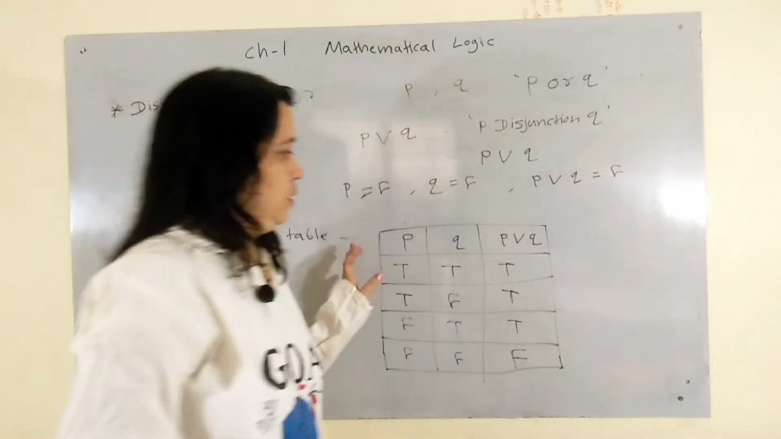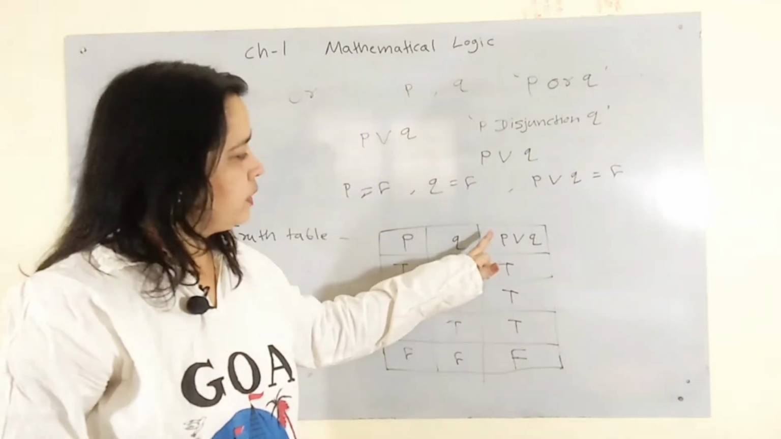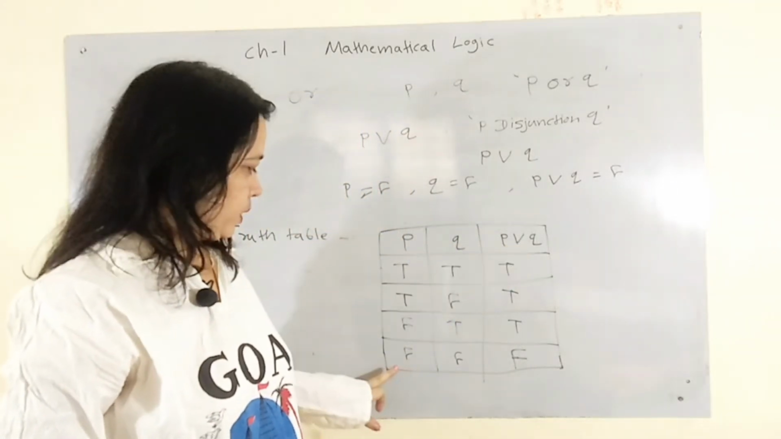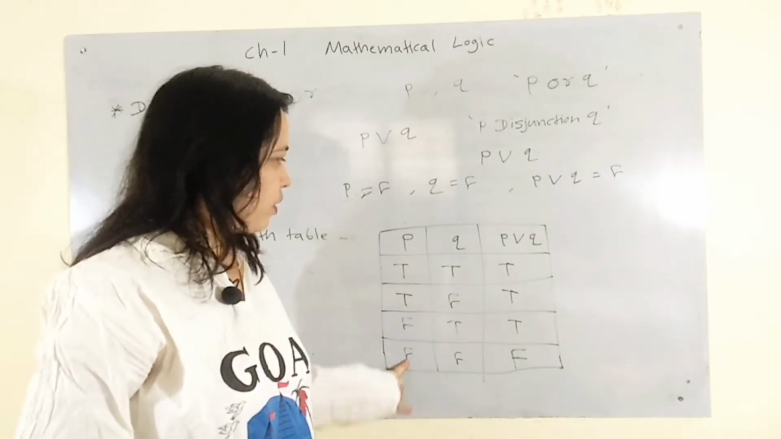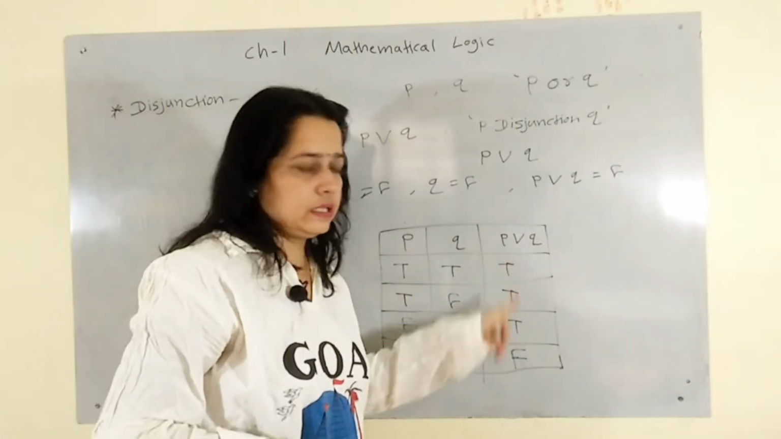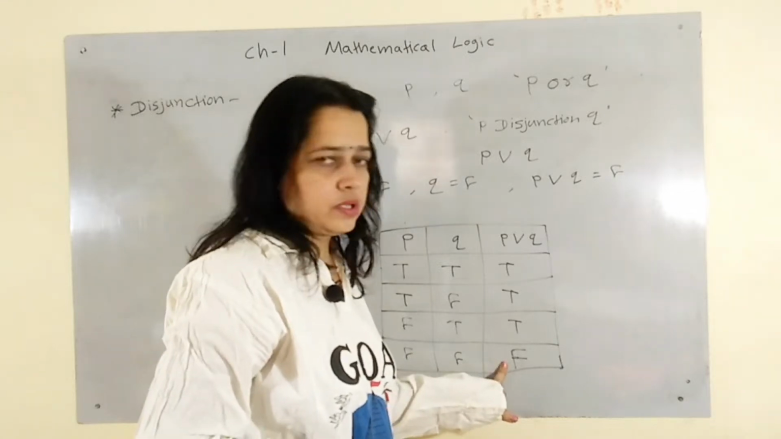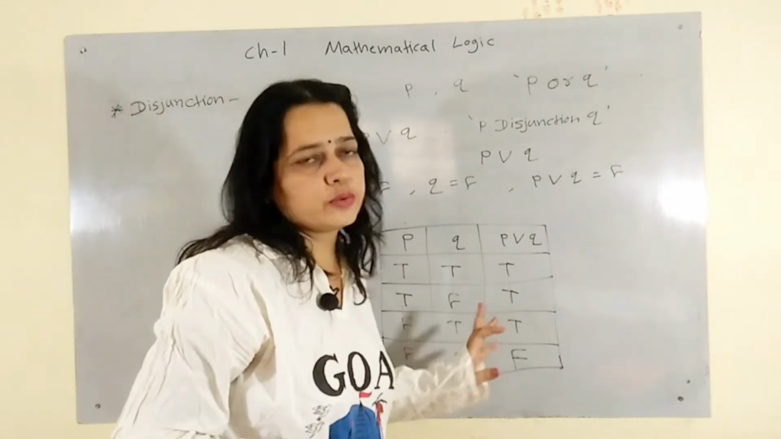So for P or Q, or P disjunction Q, only if P is false and Q is false, then P or Q is false. In other cases it is true.